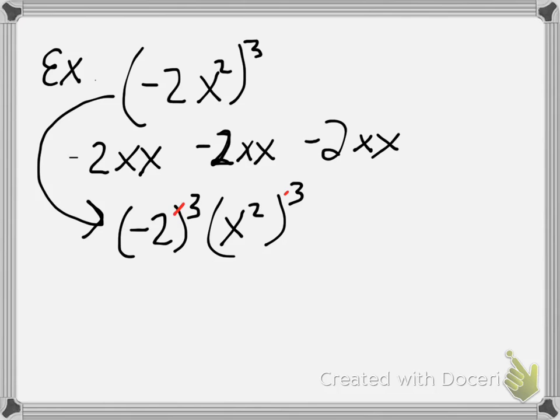Think about what I said about the shortcut with those. So negative 2 cubed, negative 2 really has an exponent of 1 up there. So that's just negative 2 cubed. So negative 2 times negative 2 times negative 2. So negative 2 times negative 2 makes 4. Positive 4 times negative 2 makes negative 8. And then x to the 6th.